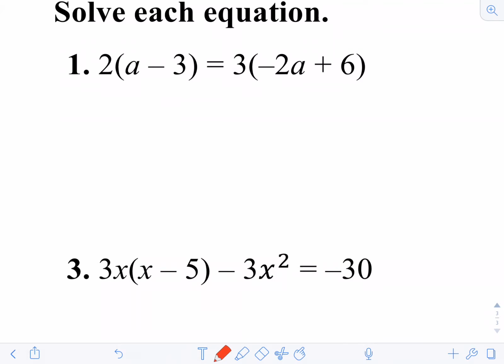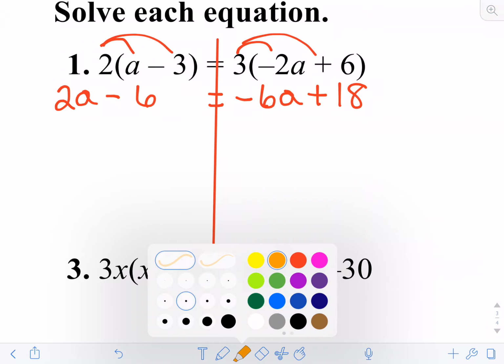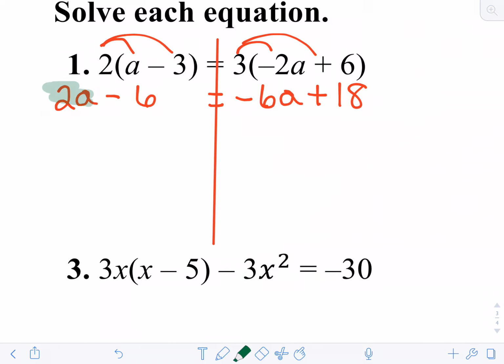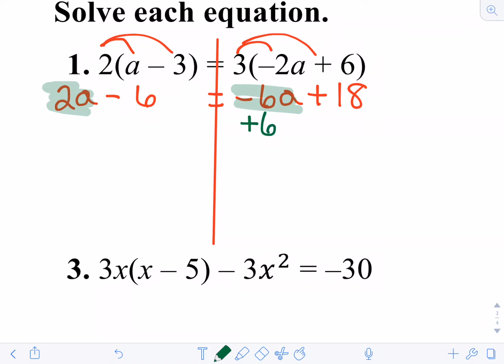First thing that I would have you do is draw your line right on the equal sign. We're going to distribute the 2 and we're going to distribute the 3. So I have 2a minus 6 is equal to negative 6a plus 18. Okay, you want to get these A's right here on the same side. What I do is say, okay, whichever one's smaller, that's the one I want to move. So I'm going to go ahead and move my 6A because it's smaller.